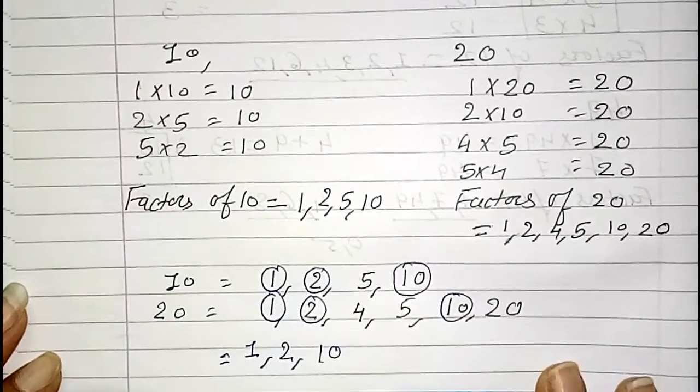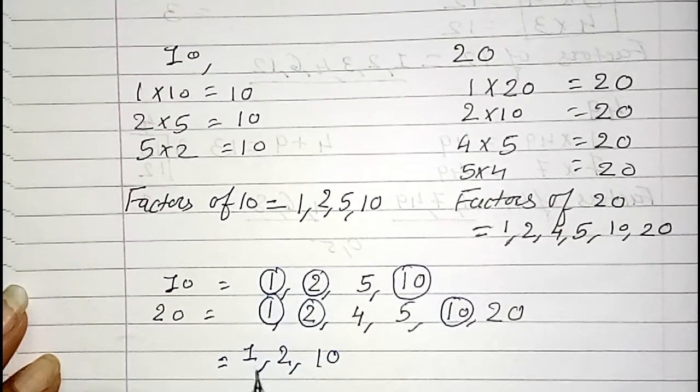So the common factors of 10 and 20 are 1, 2, 5 and 10. Now let's find the common factors of 21 and 25.